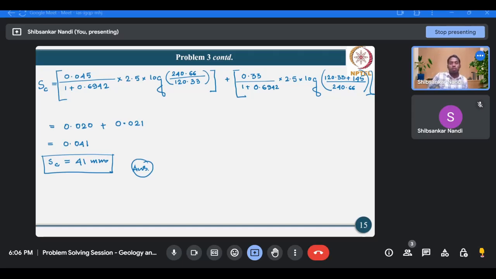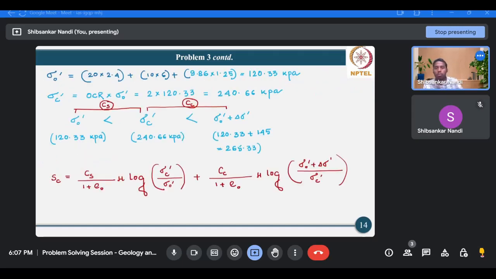Okay, so in this way we can calculate the primary consolidation settlement for an over consolidated clay. You have to be very careful about the chronology of sigma 0 prime, sigma C prime, and sigma 0 prime plus delta sigma prime. Accordingly you have to modify the equation for the calculation of primary consolidation settlement. This is the only thing you need to be careful about. Otherwise, all the remaining portions are exactly similar to the case of normally consolidated clay.